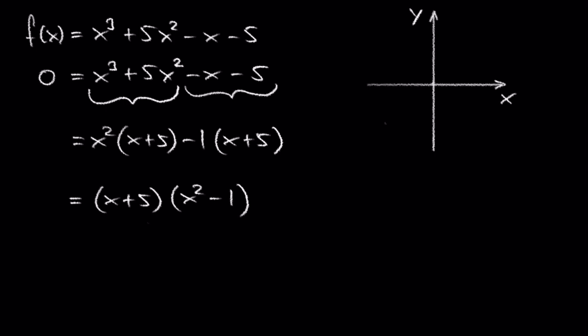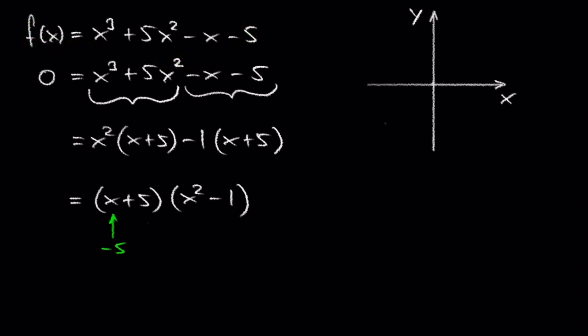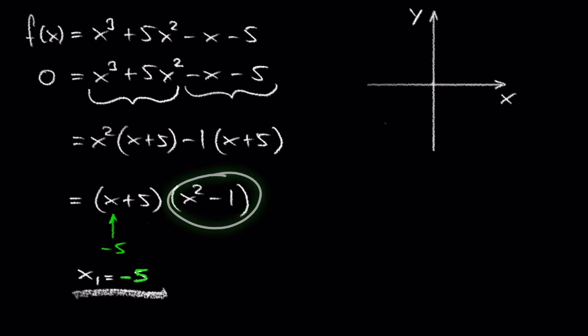Feel free to pause the video and find out when x plus 5 equals 0 and when x squared minus 1 equals 0. X plus 5 equals 0 when x equals -5, because -5 plus 5 equals 0. So the first zero of this function is -5. Now, how do we know for what value of x this equation is equal to 0?